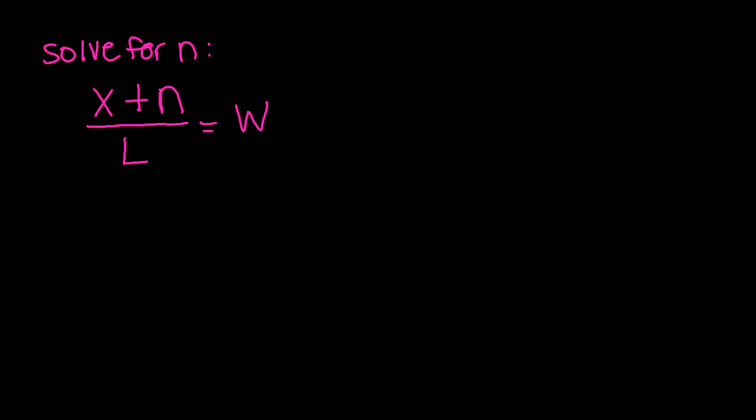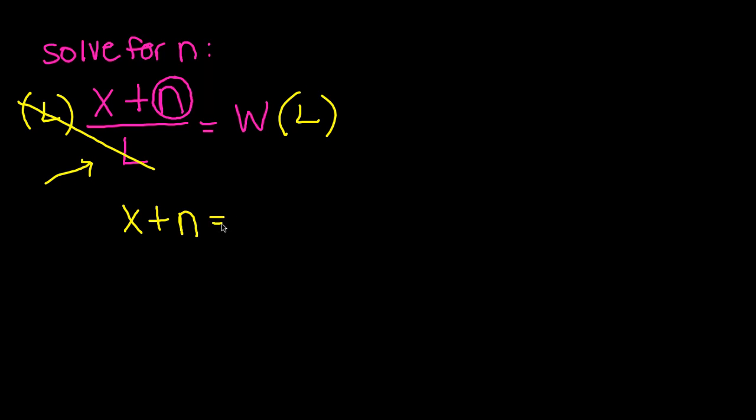Cool. So let's give it a look. We've got x plus n over L equals W. And I'm trying to get this n all by itself. But right now, I've got this L hanging out down here, and it's stressing me out. It's making this question look different than some other questions we've done in the past. So what can I do about that divide by L? Right, we're going to multiply by L on both sides. And on the left, my L on top and my L on bottom are going to cancel, and I'm going to be left with x plus n equals WL.